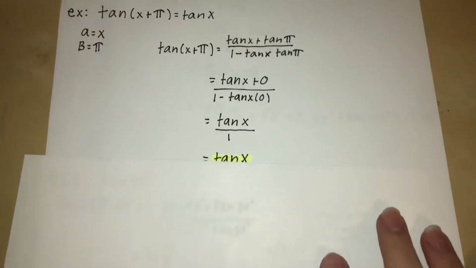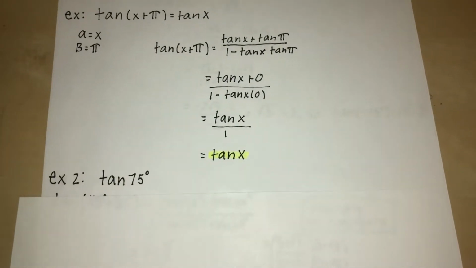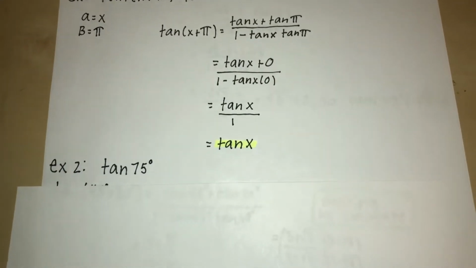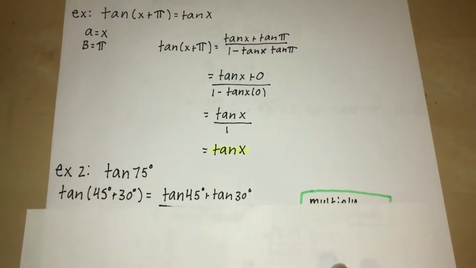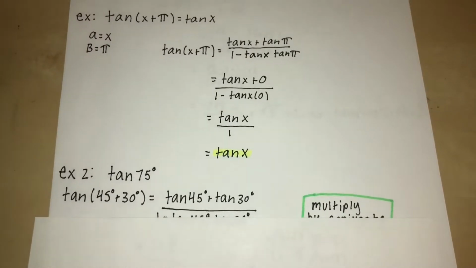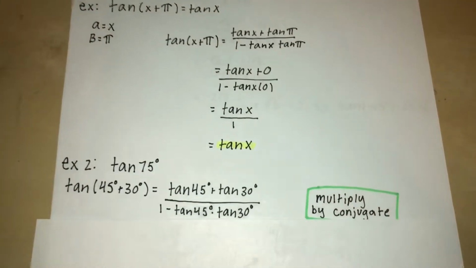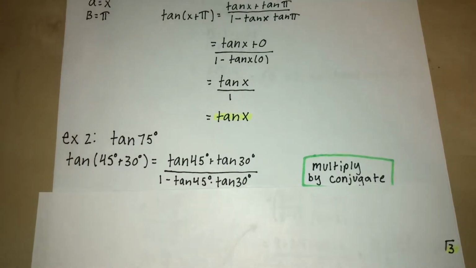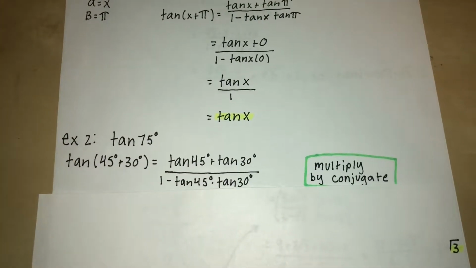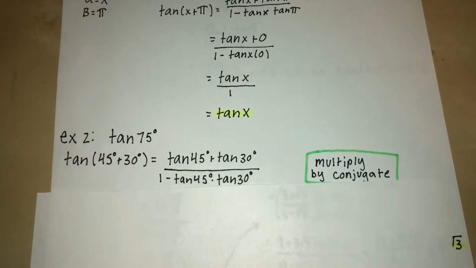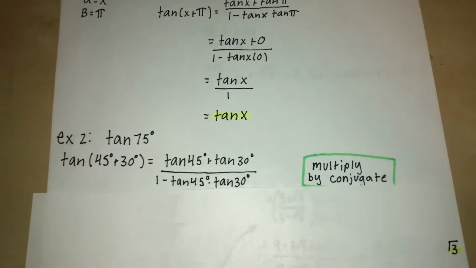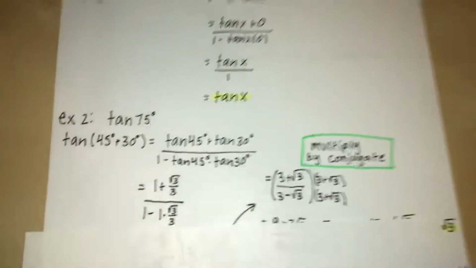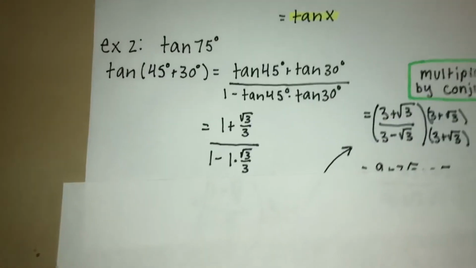So for our second example, we're going to have tangent of 75, and you're going to want to separate that into two angles, and I chose to do it with 45 degrees and 30 degrees because that is in the first quadrant, and it's just easy to use as there's no negative signs. So you're going to plug that in, you're going to get tangent of 45 plus tangent of 30 over 1 minus tangent of 45 times tangent of 30. So then, once again, you're going to use the unit circle in order to solve it.